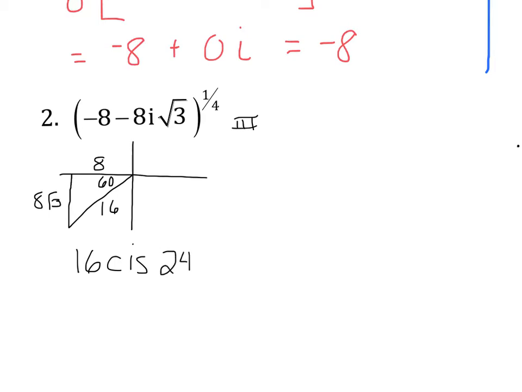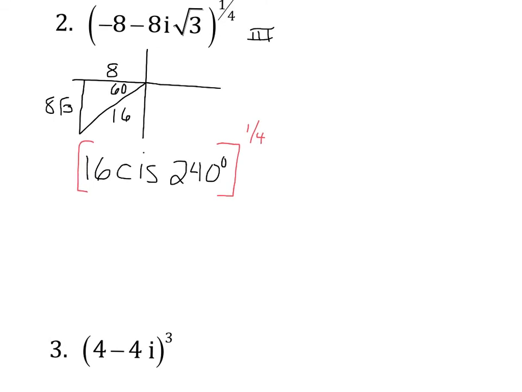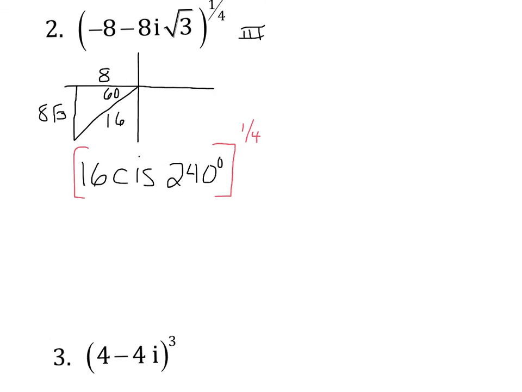Good, 240 degrees. So we converted it to polar form, and now we're going to raise this to the 1/4 power using de Moivre's theorem. So the rule, we're going to take 16 to the 1/4, which I hope you remember from algebra. 16 to the 1/4 power is the 4th root of 16, multiplied by cis 1/4 times 240.